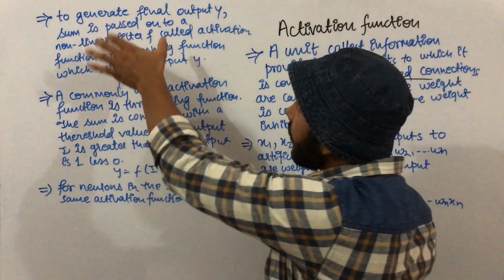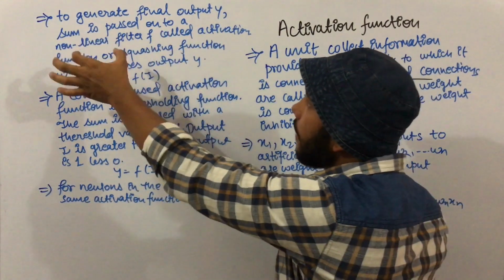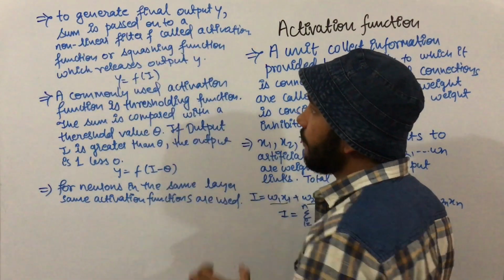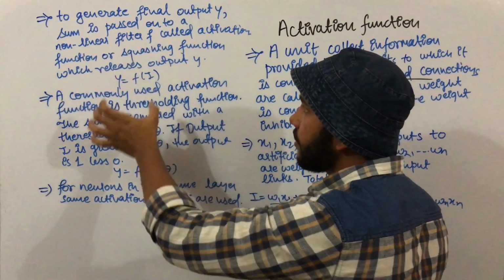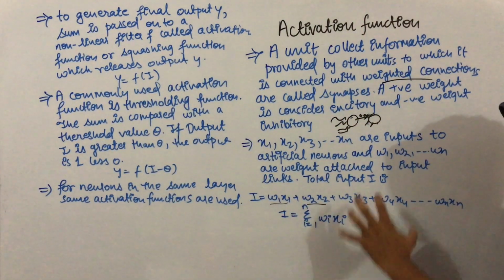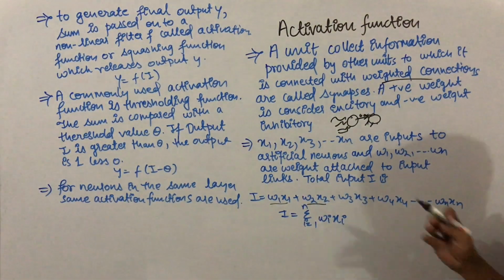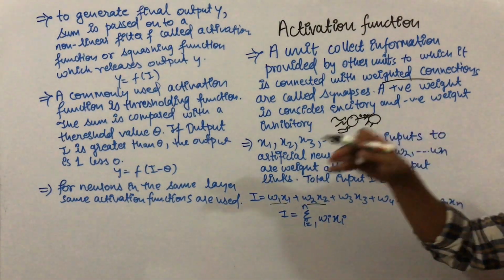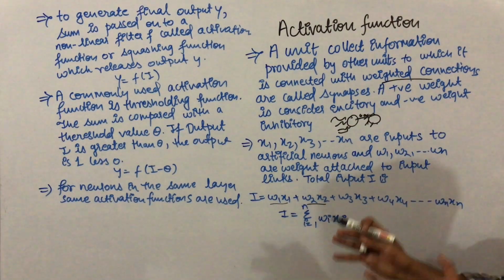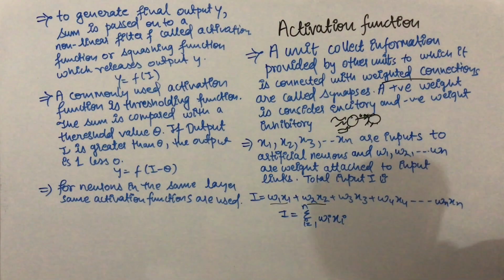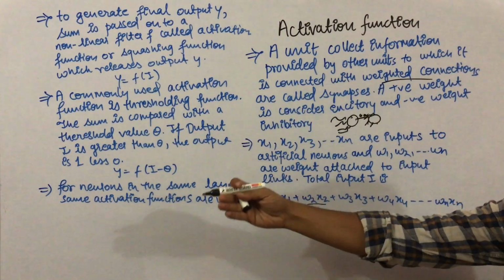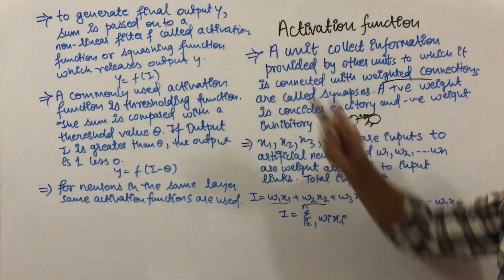Now to generate the final output y, the sum is passed on to a non-linear filter called the activation function or squashing function, which releases output y. We have this input, that is the sum of all the inputs. Now this input is passed to another function or filter called the activation function or squashing function, and this activation function will finally release the output y.